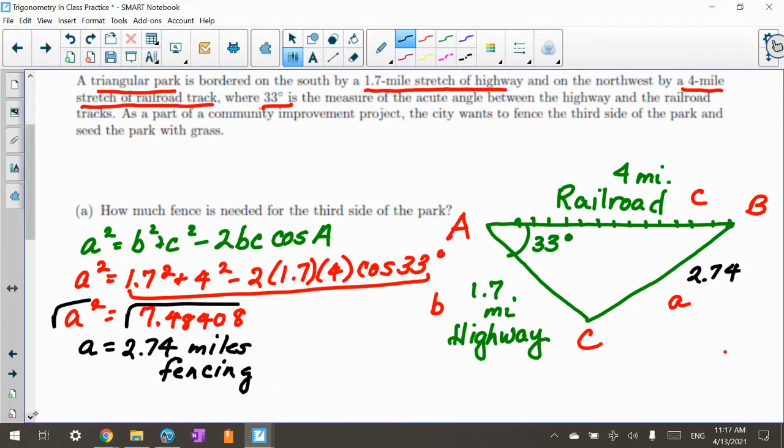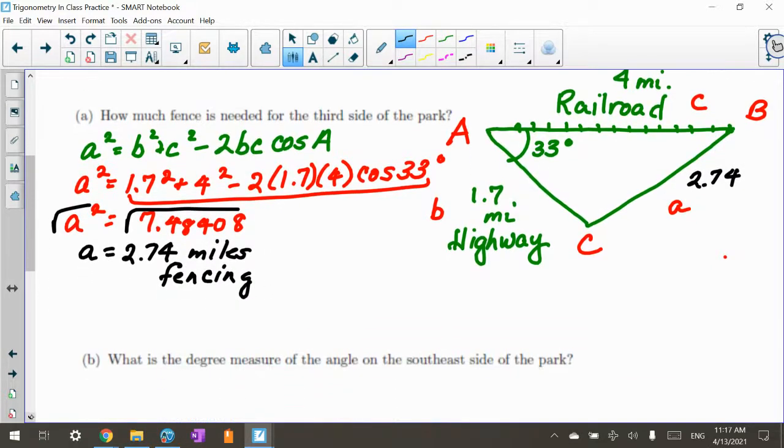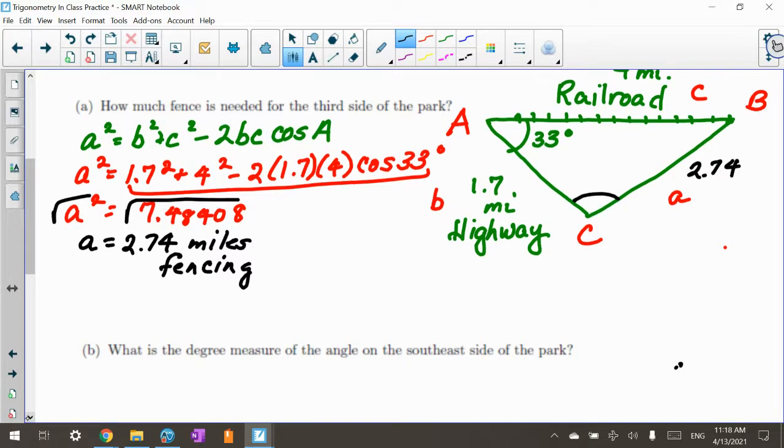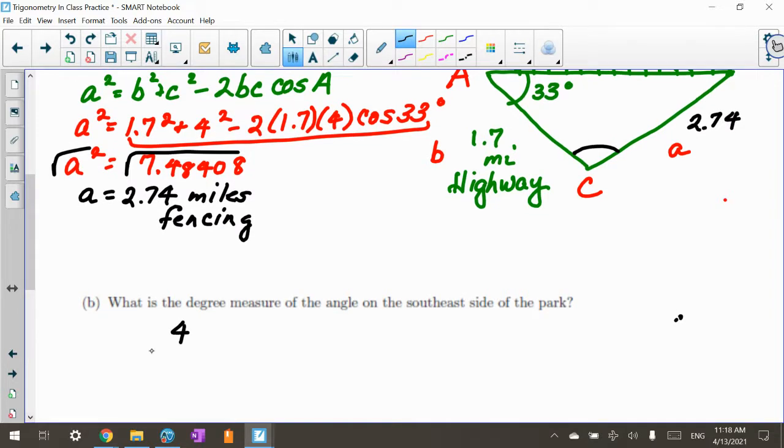Okay, now for the B part: what is the degree measure of the angle on the southeast side of the park? Well, that would be here, angle C. So I'm looking for angle C. If I look at angle C, I can see that I do have the 4 miles across from that, the little c, so I can actually do the law of sines. So I'm going to do 4 is to the sine of C as, now I found the 2.74, and that's opposite to 33, so I'm going to use that. The 2.74 is to the sine of 33 degrees.